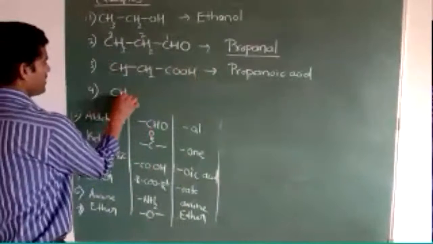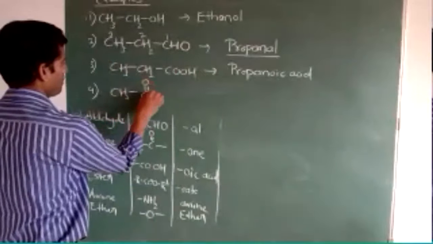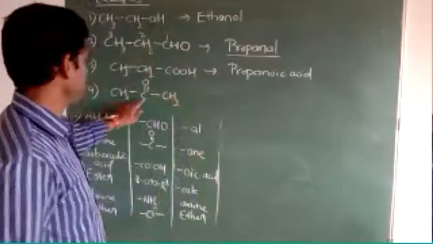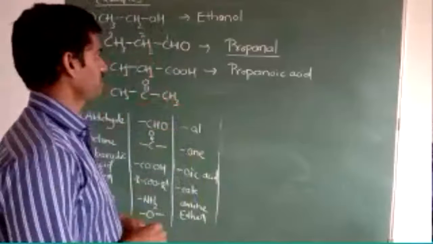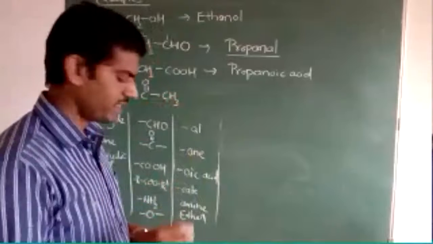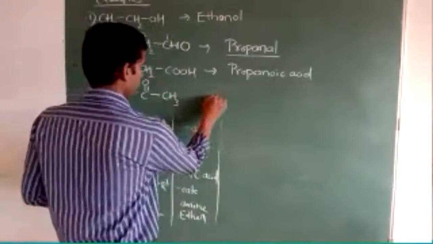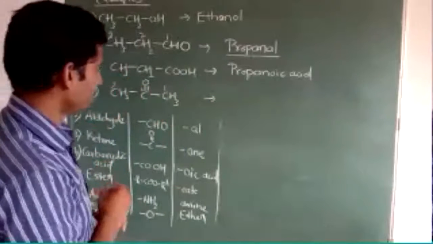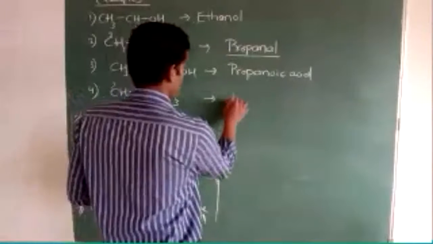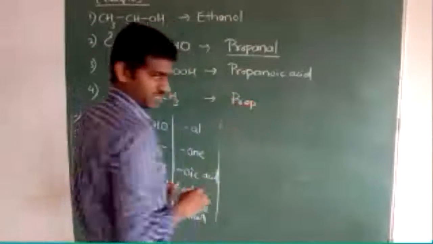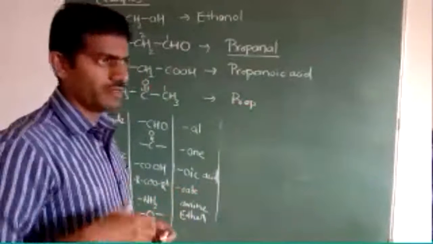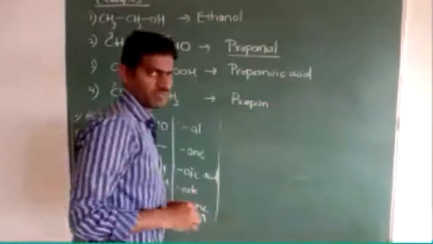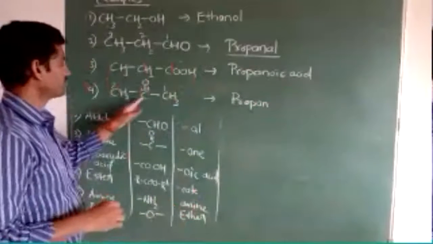Fourth one, CH3, CO, CH3. How many carbon atoms are there total? Total there are 3 carbon atoms, 1, 2, this one 3. So 3 carbon atoms. What is the root word? That is prop. Then the primary suffix we are going to use is an. Primary suffix is what? An.